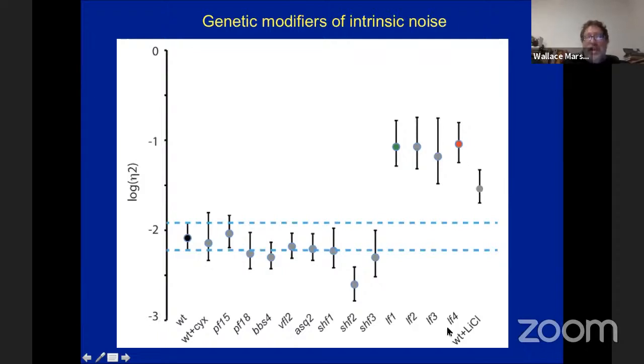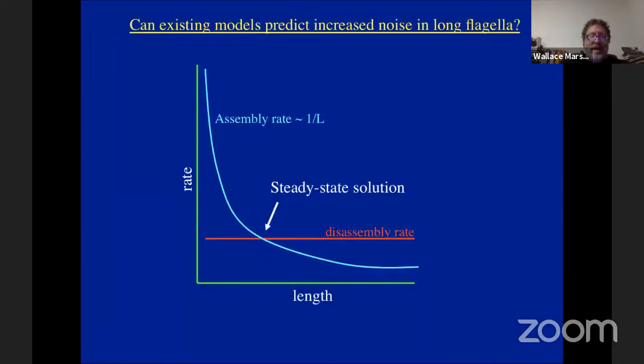So what we see is that any mutation, and actually also chemical perturbations like lithium, that make flagella get longer, anything that makes flagella get longer also increases the apparent differences in length between the two flagella. So why would that be? Going back to our model, right? So we have assembly rate and disassembly rate, and they balance at one length.